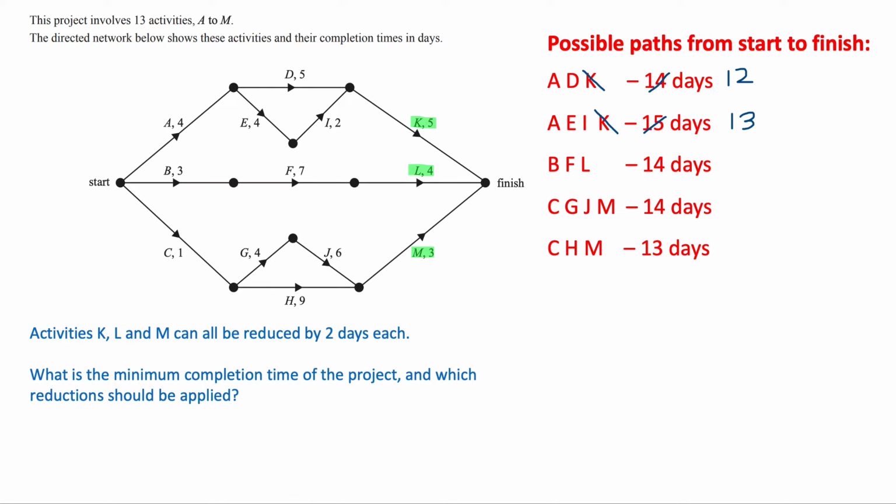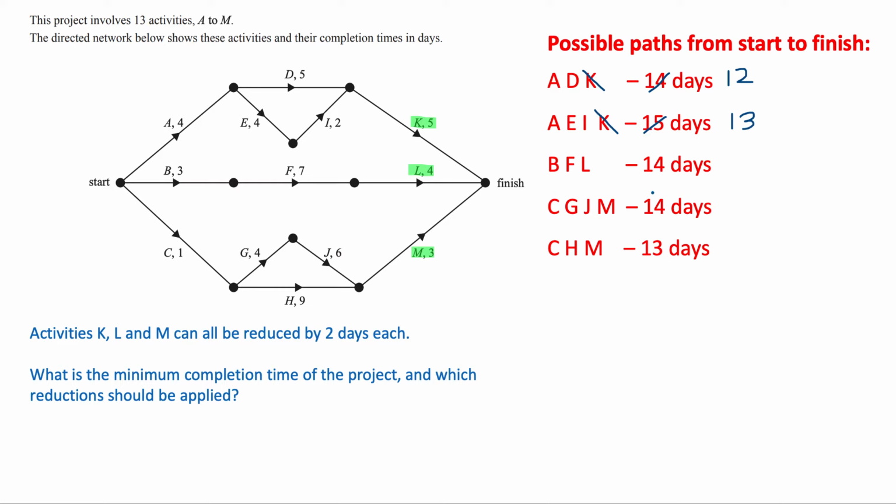Okay, so we have options for reducing activity L, right? So we can reduce activity L, and we also have the option of reducing activity M. That's fantastic. And we can reduce both of them by up to 2 days if we want to, right? It says they can be reduced by up to 2 days each. Now, if we reduce them by 2 days, both of those paths will come down to 12, which is fine.